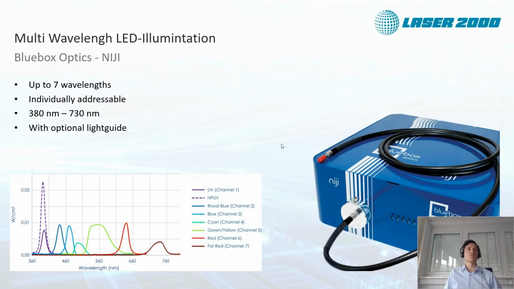So you have only one interface, and you can use all the light sources together, or you can just address 1 or 2 of these wavelengths. It offers solutions from 380 nanometer up to 730 nanometer, and you have the optional light guide, which makes it easy to integrate the light source into your microscope. And what you can see here on the left bottom corner, that you have a very wide wavelength range, which covers almost every fluor for your microscopy application.